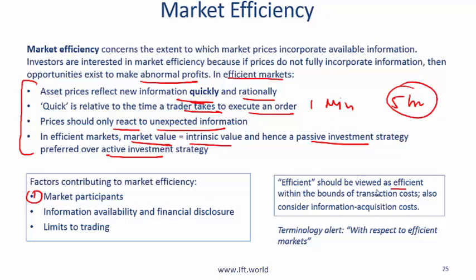Efficient should be viewed as efficient within the bounds of transaction costs. Also consider information acquisition costs. So these are two larger points. Let's say that a stock is currently selling for 20. You believe that the intrinsic value is 20.5 and the transaction cost is $1.